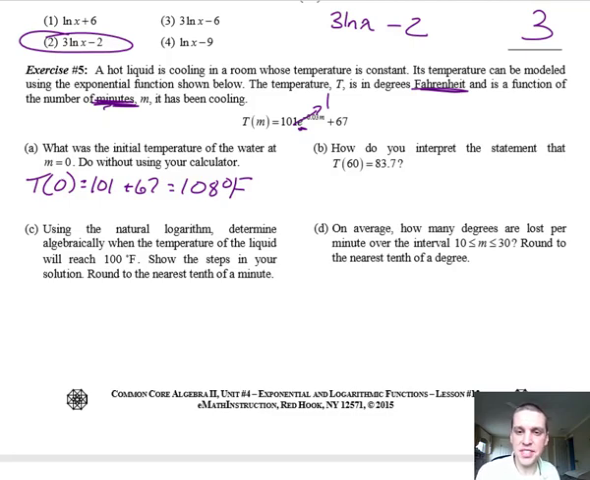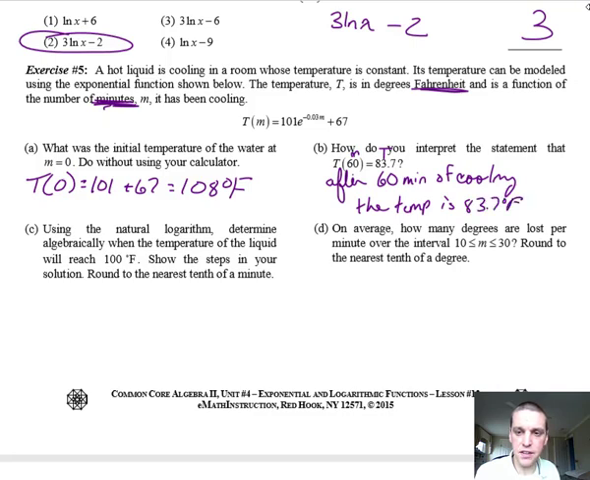B, how do you interpret the statement T of 60 equals 83.7? Well, we have T of m equal to this function. So T of m, this is our m and this is our T. So after 60 minutes of cooling, the temperature is 83.7 degrees Fahrenheit.